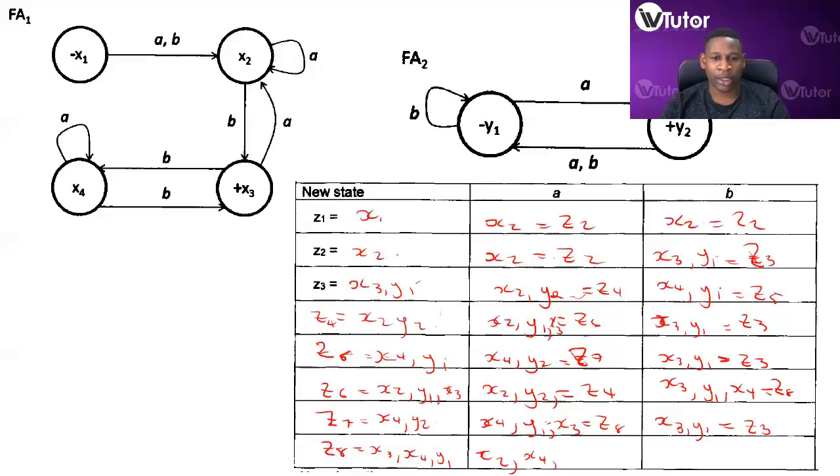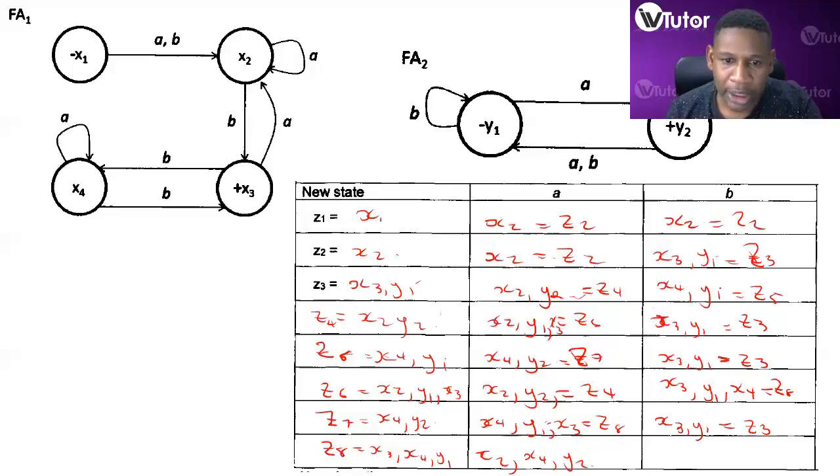And then if you are now in Y1 encountering A, you go to Y2. So unless we made a mistake, we do not have Z8, but we do not have that. So I'm pretty sure there's something that we missed somewhere.